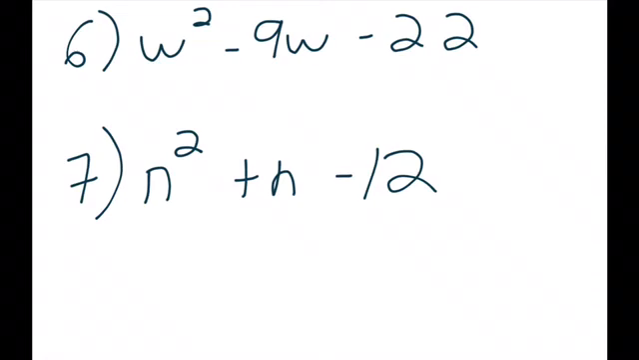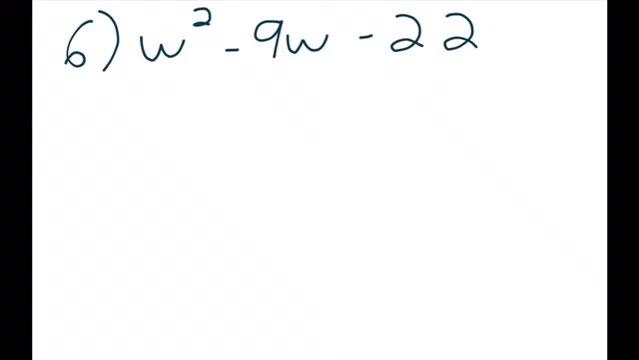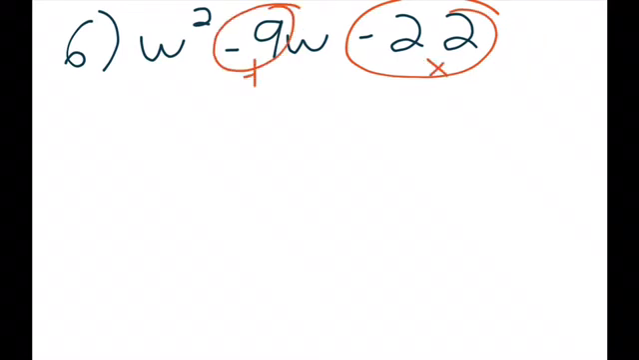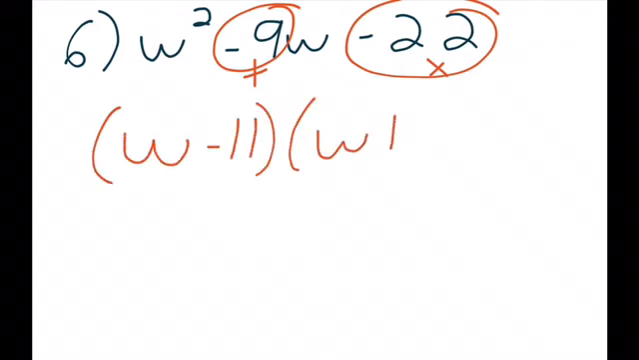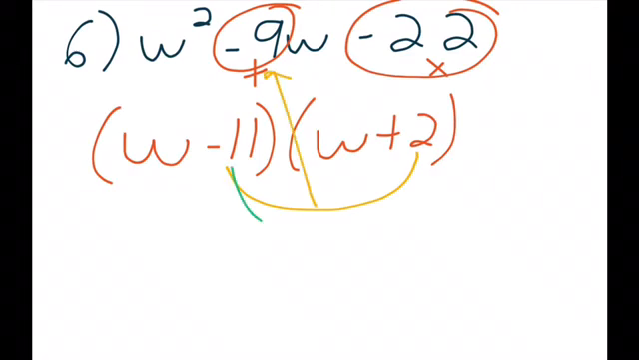Okay, let's go through each one. Go ahead and erase number 7 first so we can go through number 6. What two numbers, when multiplied, give me a negative 22, and when added, give me a negative 9? Well, that is going to be negative 11 and 2. So I have W minus 11 times W plus 2. Negative 11 plus 2 gives me a negative 9. And negative 11 times 2 gives me a negative 22.